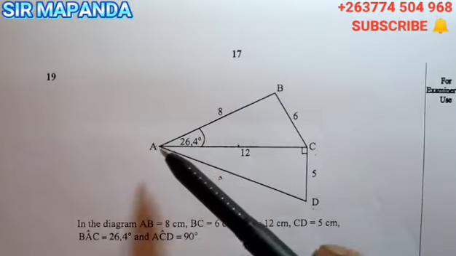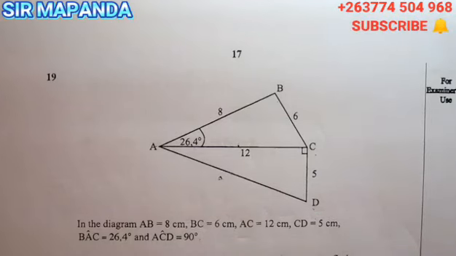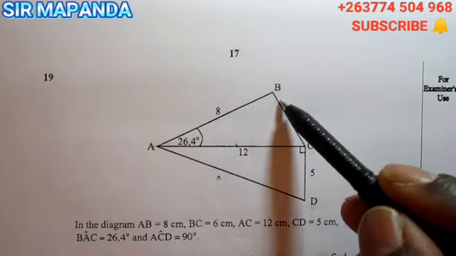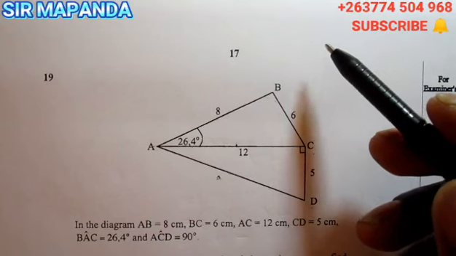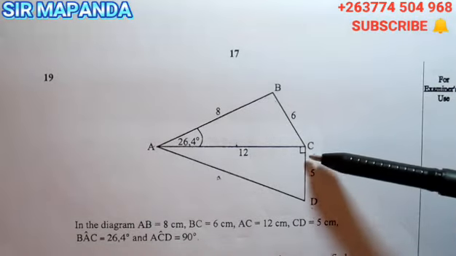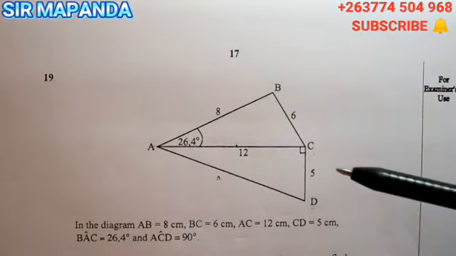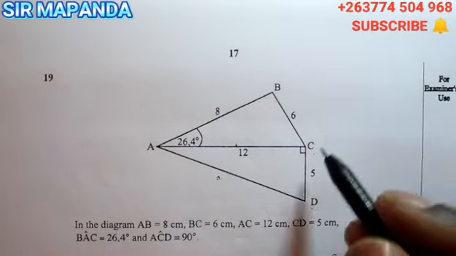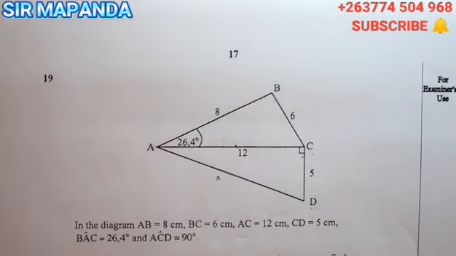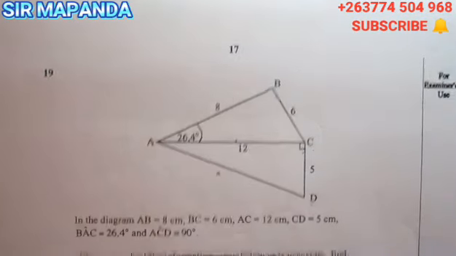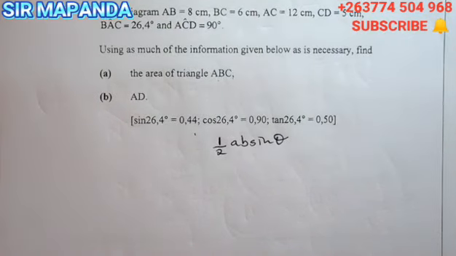We could not use half base times height. Why? Because triangle ABC does not contain a right angled triangle. You don't have to assume that there is 90 degrees at B. Why? Because there is no indication that at B there is 90, as with C. For C, yes, you are safe to say C is 90 because there is a box here. But you cannot assume that we have 90 degrees at B. So half base times height does not work to find this area of ABC, but you make use of half AB sine theta.